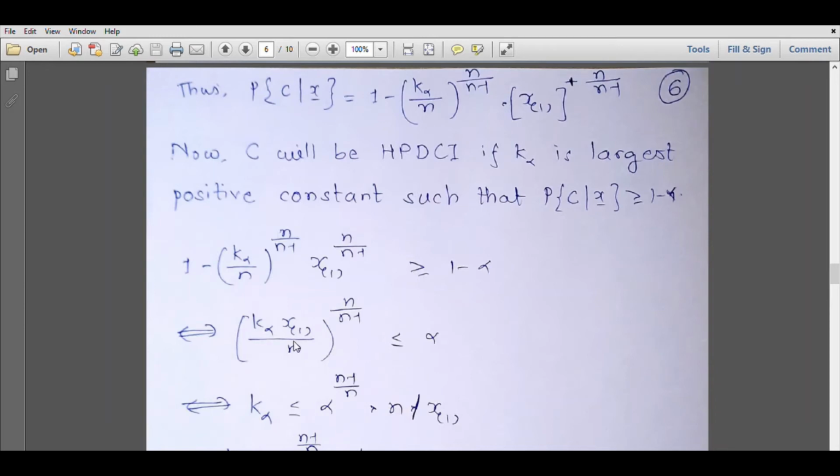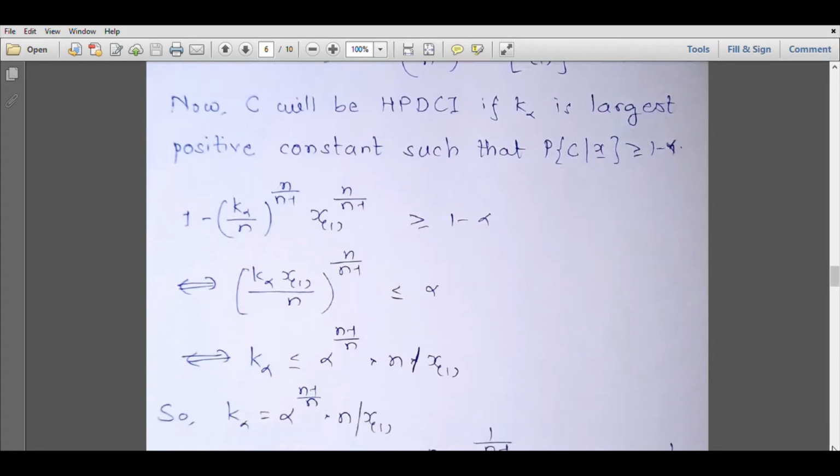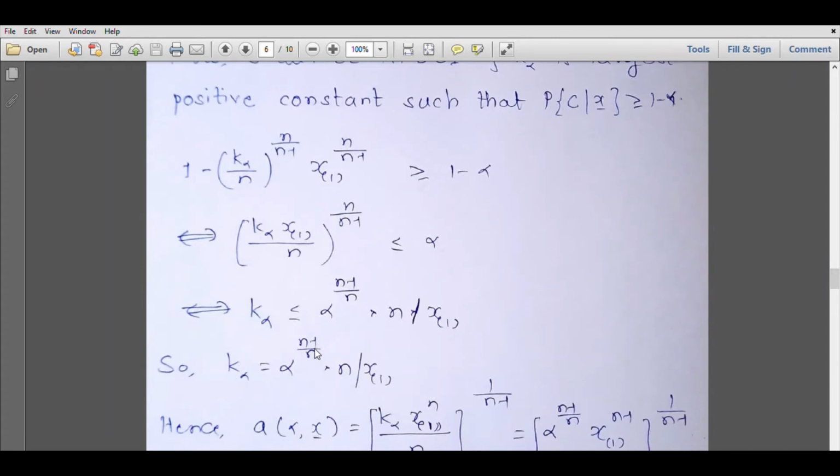And then what will remain is n and x ordered 1. So take them to that side, so you get the constant like this. So thus we want the largest positive k alpha which fulfills this condition. So automatically that will be true if you take k alpha equal to the upper limit obtained here. So we choose k alpha equal to alpha raised to (n minus 1) by n into n upon x ordered 1. So if we put this back, in order to find the interval, we can derive it like this.